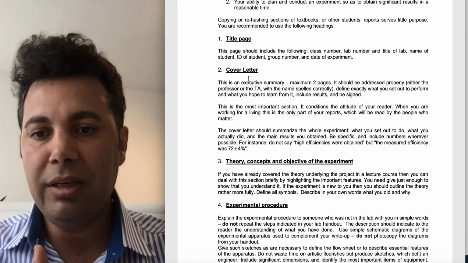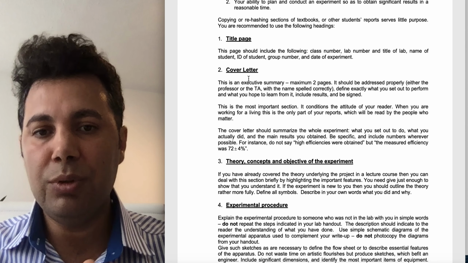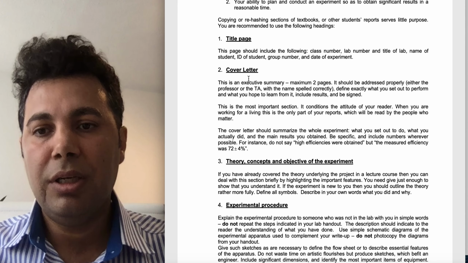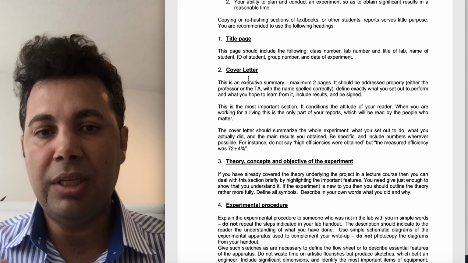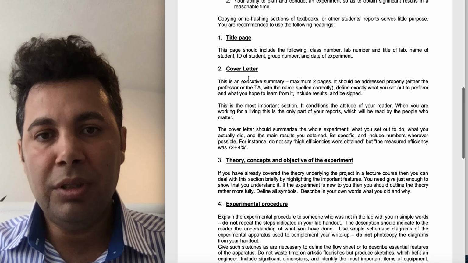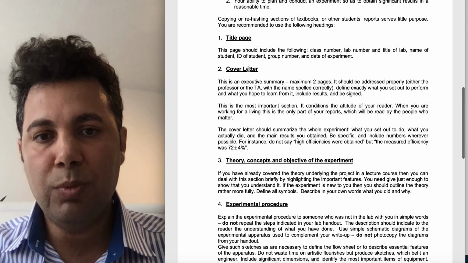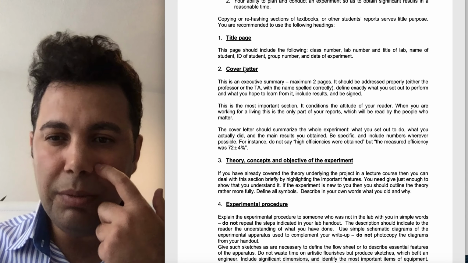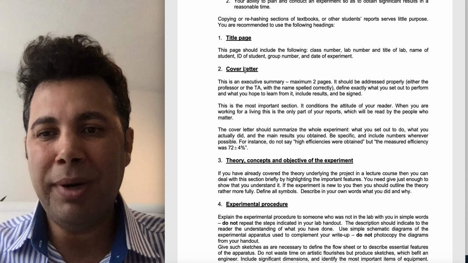And then the third paragraph, some examples of the results, and then finally the conclusion. So it becomes title page, and then the next one is a cover letter. The cover letter shouldn't be more than a page. You need to have 4 paragraphs.